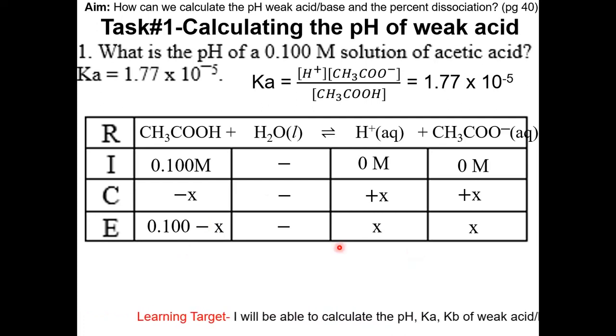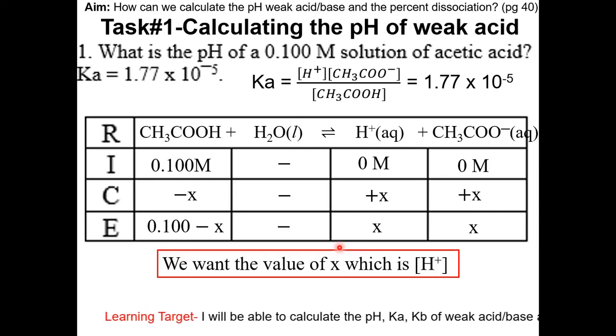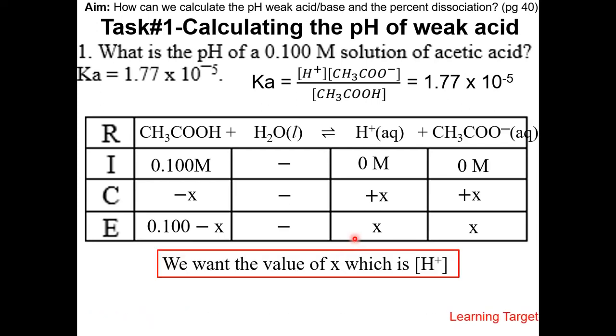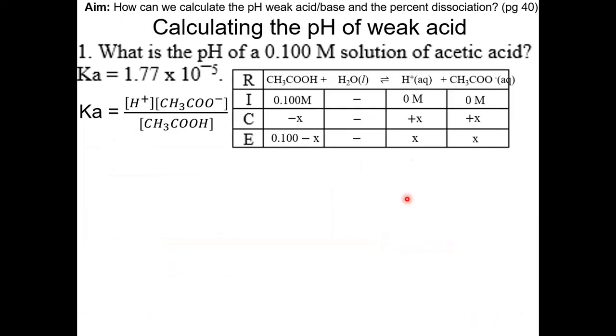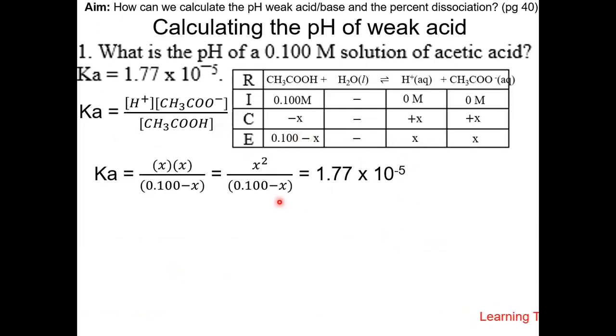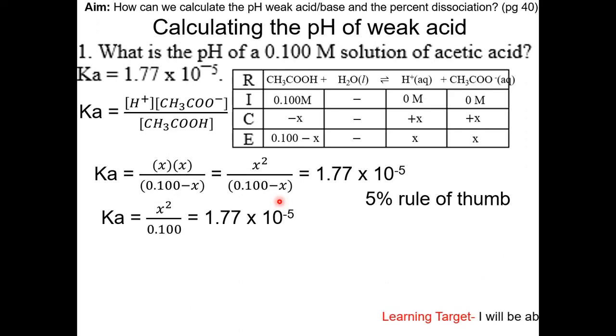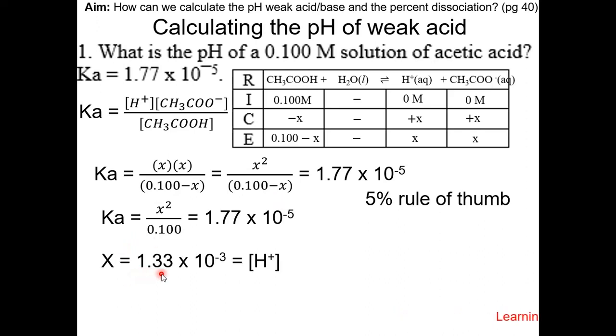Once we figure out the value of x, we will know the concentration of hydrogen ion. To solve for x, we will plug in the equilibrium concentrations into the Ka expression. To simplify the Ka expression, we can use the 5% rule to avoid using the quadratic equation. We get x as 1.33 times 10 to the minus 3 power, which is the hydrogen ion concentration.